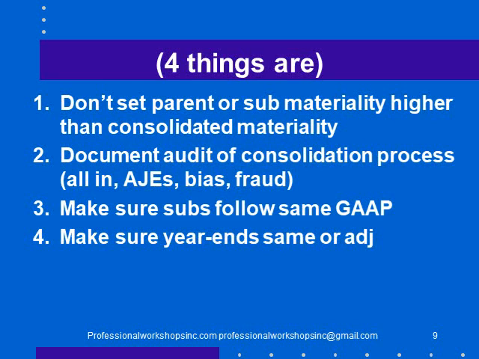Now again, most consolidations that I've seen were so simple that it would be hard for there to be either bias or fraud, but not a bad idea to document. Make sure all the subsidiaries follow the same GAAP. If you have a parent in Toronto and a subsidiary in Los Angeles, the parent in Toronto will be following Canadian GAAP, presumably IFRS, and the subsidiary in Los Angeles will be following US GAAP.